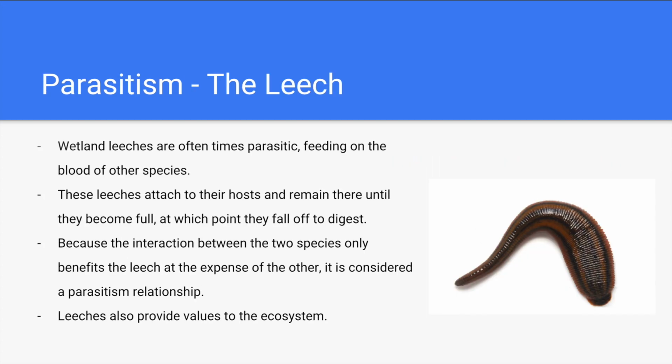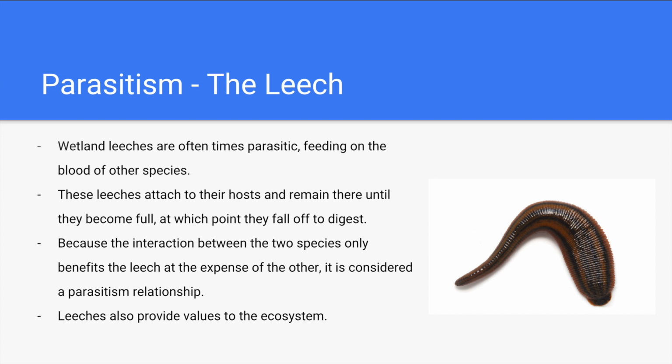Parasitism in wetlands. This example follows the leech. Wetland leeches are predatory, feeding on a variety of invertebrates such as worms, snails, insect larvae, and crustaceans. However, some are also parasitic blood-seeking leeches, feeding on the blood of other species.